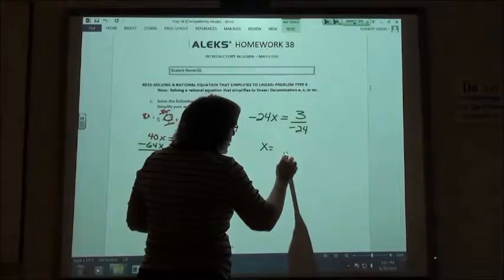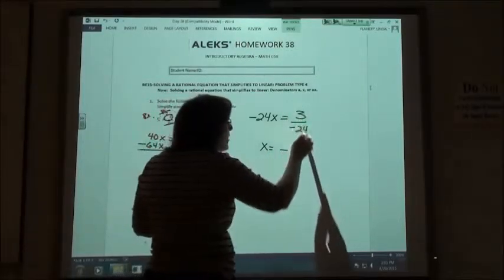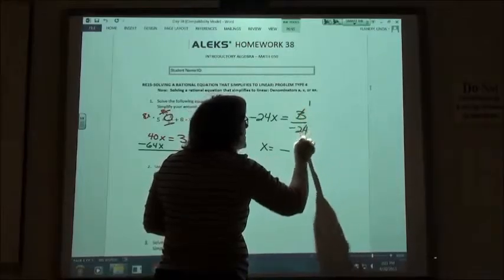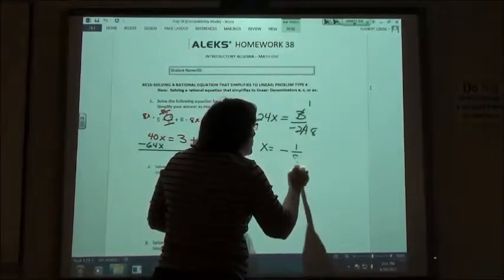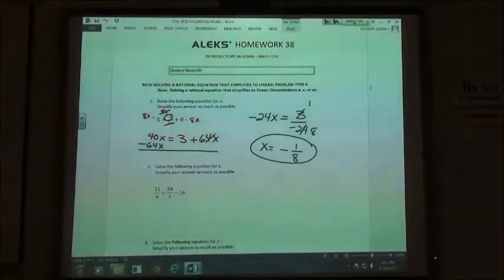The negative is going to go out in the front because I have a positive over a negative, which is a negative. I can reduce. 3 goes into here once and into here 8 times. So negative 1/8 would be my answer in simplified form.